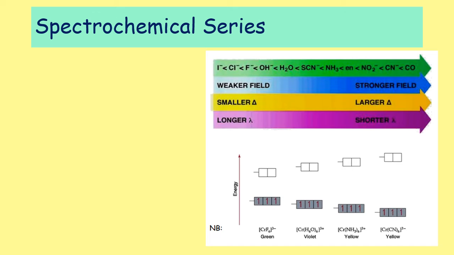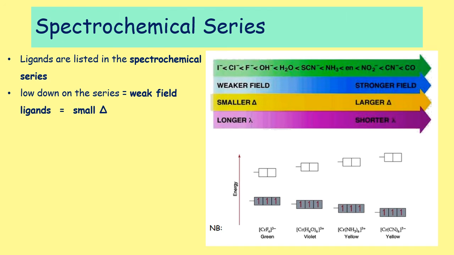Now, tying all of this together, we have something called the spectrochemical series. The spectrochemical series helps us relate the ligand to the difference in energy and therefore the wavelength of light. Ligands are listed in the spectrochemical series, and we describe ligands as being strong or weak. If you're low down on the series, if you're a halogen, you're described as weak and you create a small energy difference. If you're high up on the series, like cyanide and carbonyl, which is carbon monoxide, you're a strong ligand and you have a large energy difference.